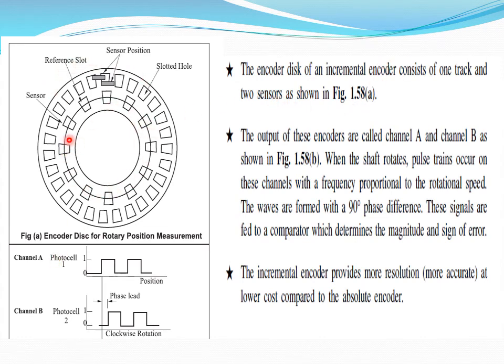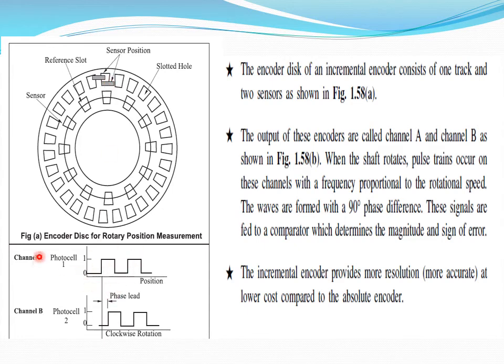Here the working can be explained further. You can see there are two sensor positions, and a reference slot and a slot at home. This is for referencing, and the actual rotation is measured using the sensors. The encoder disk of an incremental encoder consists of one track and two sensors. The output of this encoder is shown below.